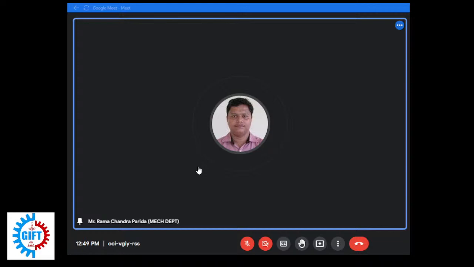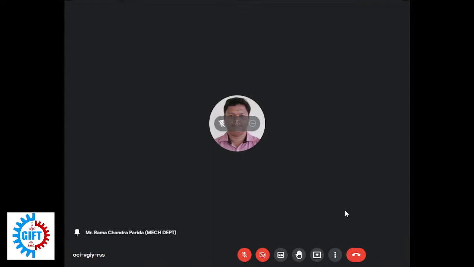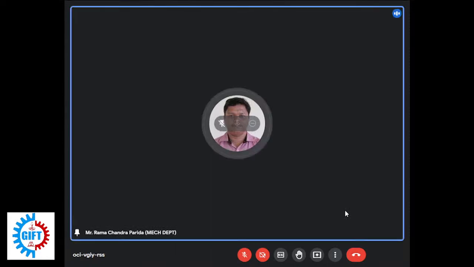Gear trains, simple and compound gear train. What is a gear train? Who can tell? Tell. So two or more gears are in contact, meshed with each other, combined. Okay, and then what is the difference between simple and compound gear train?